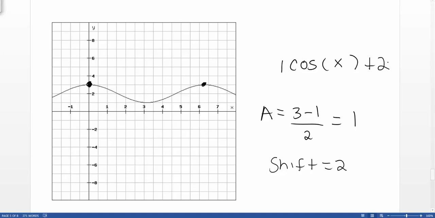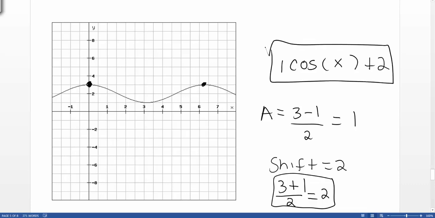However, there is a shortcut formula we can use to find the shift. The shortcut formula says take the maximum value, which is 3, add the minimum value, which is 1, and divide by 2. 3 plus 1 is 4. 4 divided by 2 is 2. So this is slightly different than the amplitude, because the amplitude looks at the difference between the maximum and minimum, and the shift looks at the sum of the maximum and minimum. But in both cases, we divide by 2. So this particular function, I'm going to say, is cosine x plus 2. Again, a good way to check this is to graph it on my calculator.